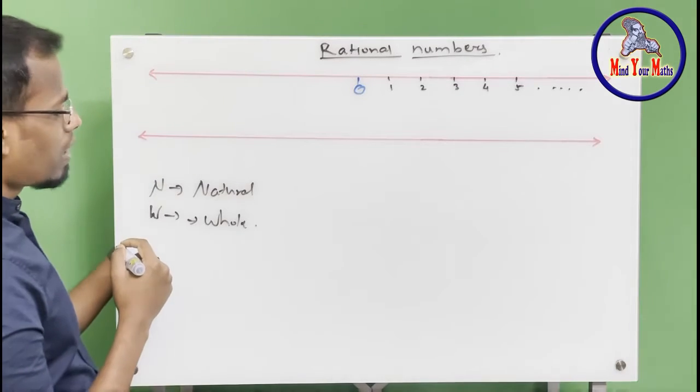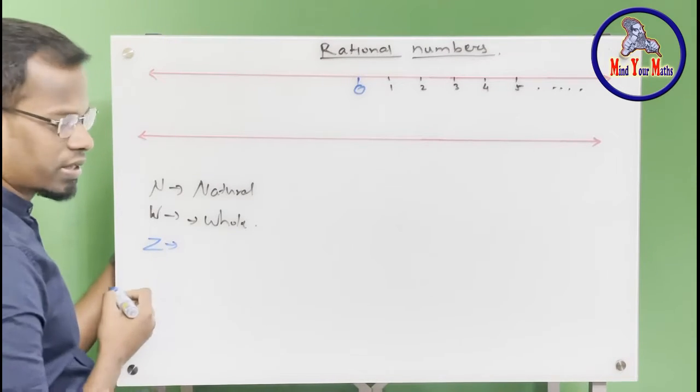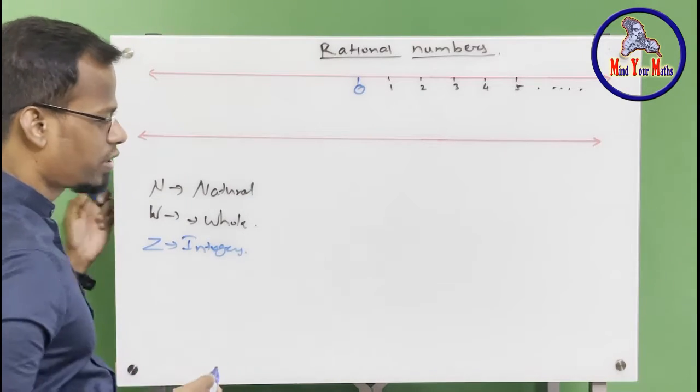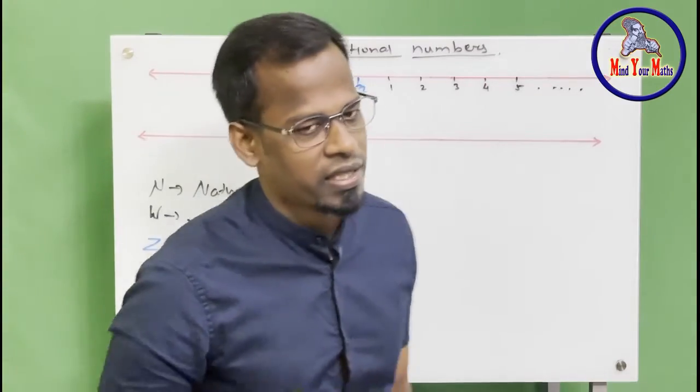Okay, so now there's a third one, called integers. Now what are integers? I'll give you another scenario here.